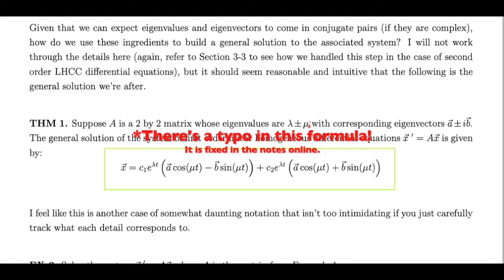Now, I recognize that this solution looks pretty complicated, but let's just break it down and look for some familiar ingredients, try to understand exactly how we're using these 4 ingredients essentially to build this general solution.